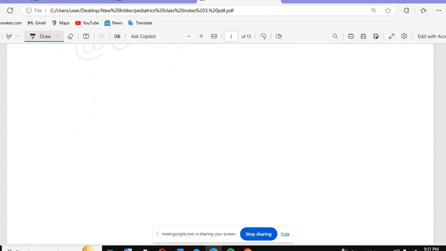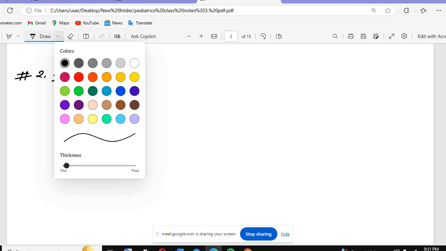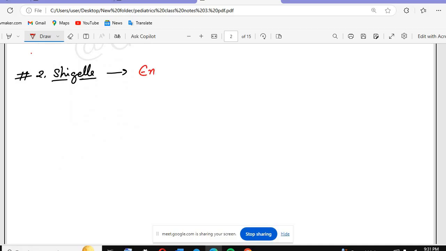The next one is what we have. The second one is Shigella. When we say Shigella, which family does it belong to? It belongs to the Enterobacteriaceae family, the same as E. coli, the Enterobacteriaceae family.